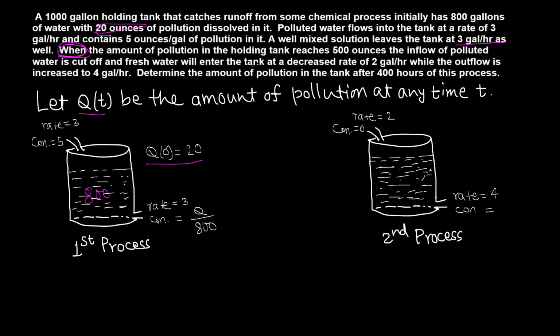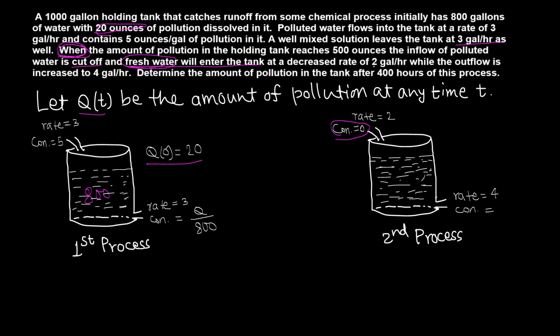When the amount of pollution in the holding tank reaches 500 ounces, and we begin with 20 ounces, the inflow of the polluted water is cut off. So we get the second process, the second phase. What happens is the polluted water is cut off and fresh water will enter the tank. Fresh water means concentration 0.